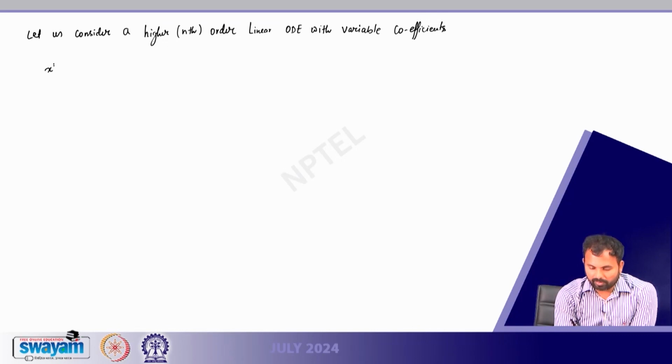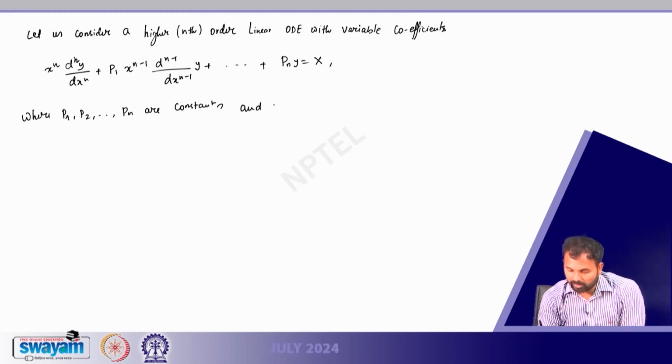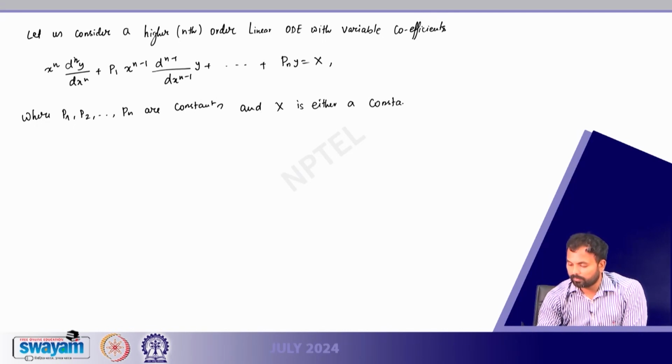We will have x to the power n d^n y by dx^n plus p1 x to the power n minus 1 d^(n-1) y by dx^(n-1) plus dotted up to pn y is equal to capital X, where for the time being let us mention p1, p2, p3, up to pn are constants, and capital X is either a constant or a function of x only.